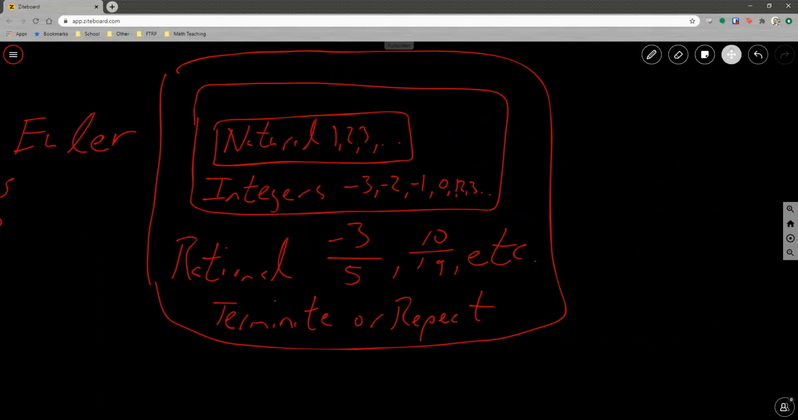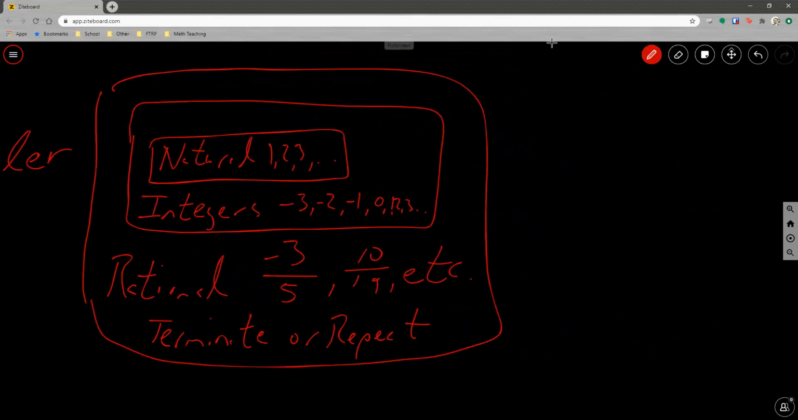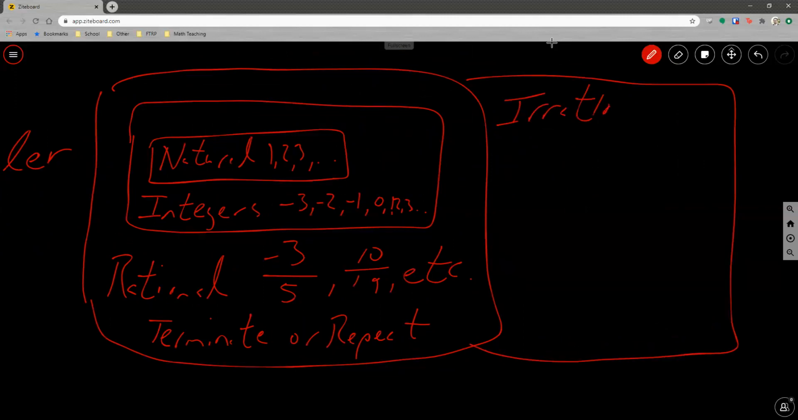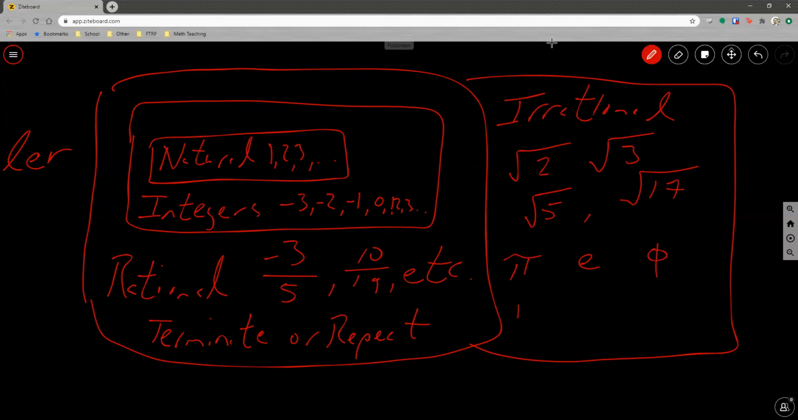And then we have the second group of numbers that's not nested. It's everything that's not rational. Those are the irrational numbers. The irrational numbers are typically square roots of primes: square root of 2, square root of 3, square root of 5, square root of 17, etc. Special numbers like pi, another number called e, which we'll deal with later this year, special numbers like phi, which is the golden ratio, and there's a whole bunch of other weird irrational numbers. Those do not terminate or repeat.